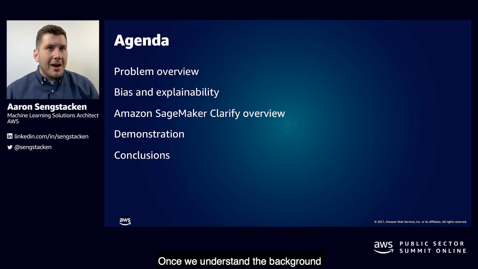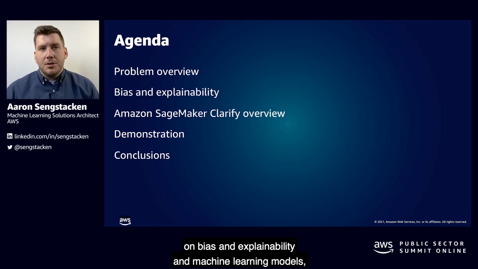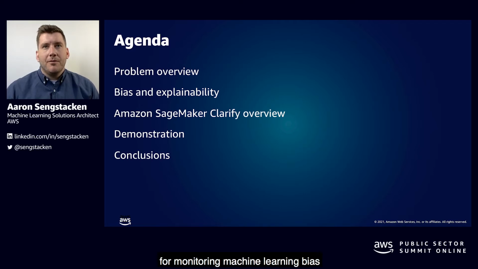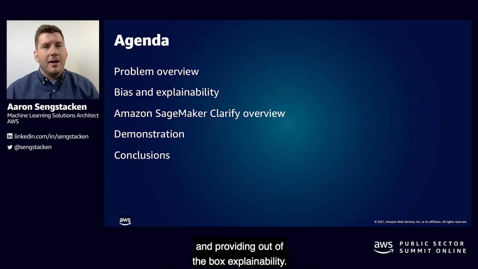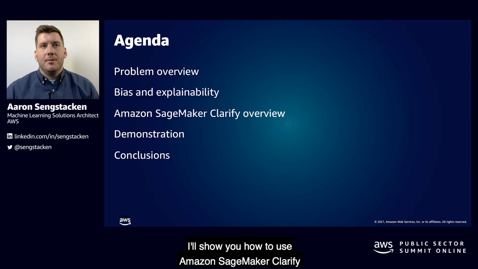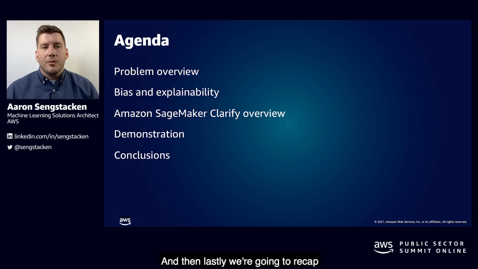Once we understand the background on bias and explainability in machine learning models, we're going to take a look at a new feature called Amazon SageMaker Clarify for monitoring machine learning bias and providing out-of-the-box explainability. I'll show you how to use Amazon SageMaker Clarify in a quick demo. And then lastly, we're going to recap everything that we've learned today. We'll provide some additional information on how you can get started monitoring your machine learning workflows for bias and explainability. Let's get started.